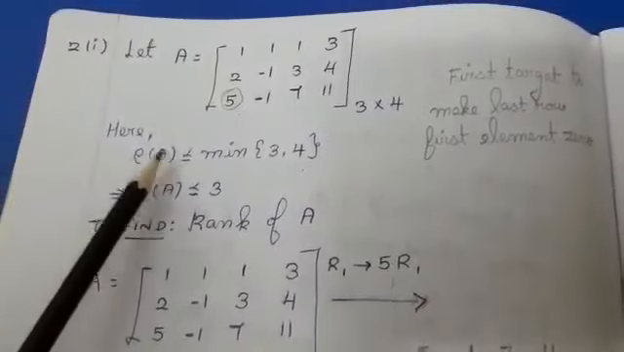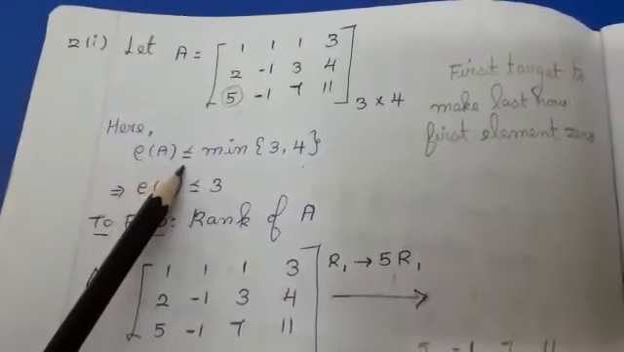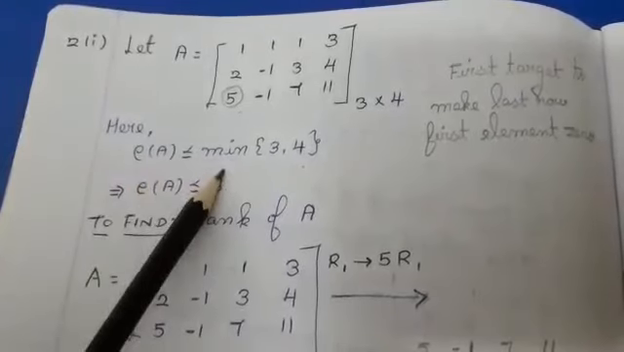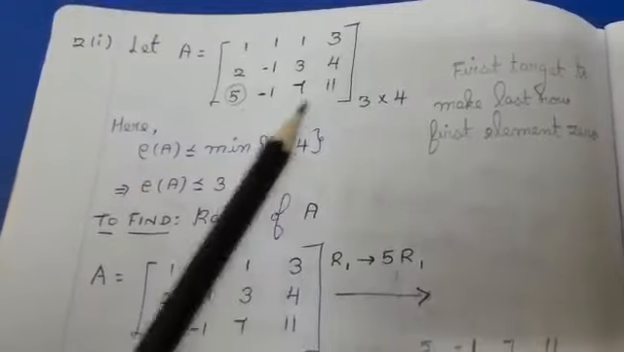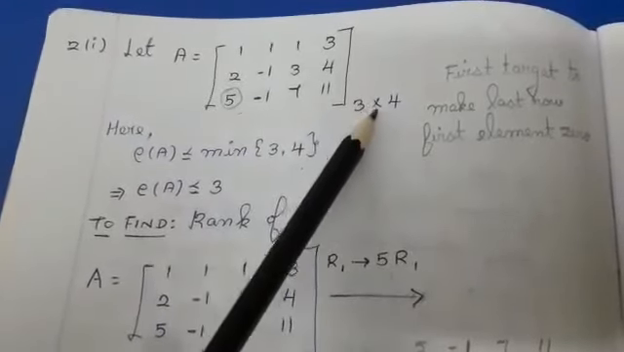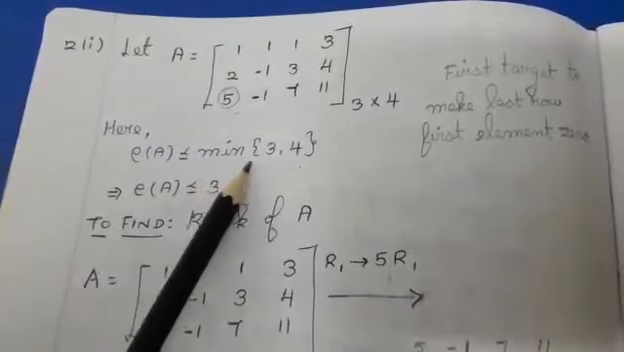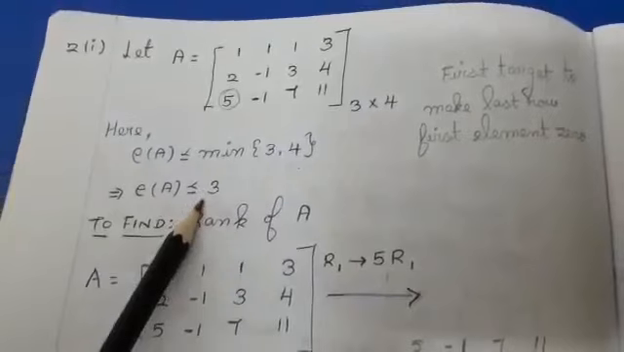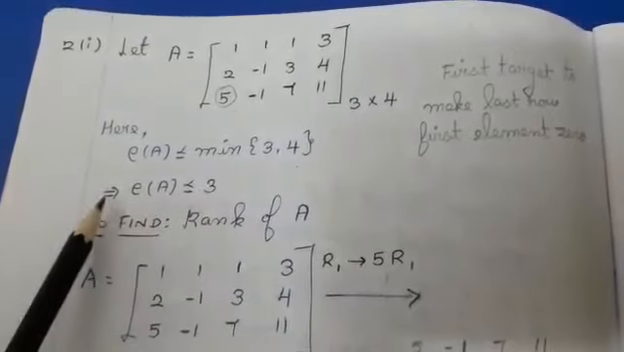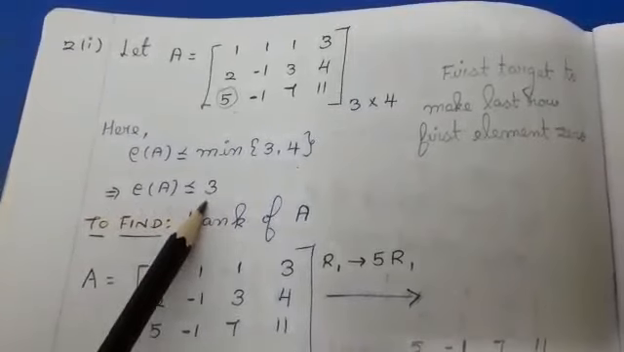This notation denotes the rank of A. Rank of A is less than or equal to the minimum of 3, 4. From where am I getting this 3, 4? It is nothing but from this order, I am taking the numbers 3, 4. The meaning of minimum is the lesser number. So which one is the lesser number here? 3. So the concept I am getting here is rank of A is less than or equal to 3.